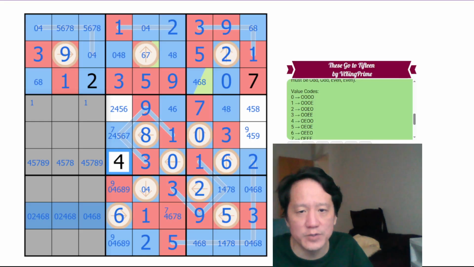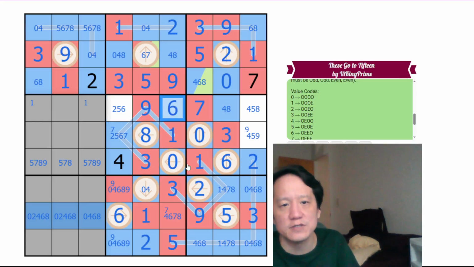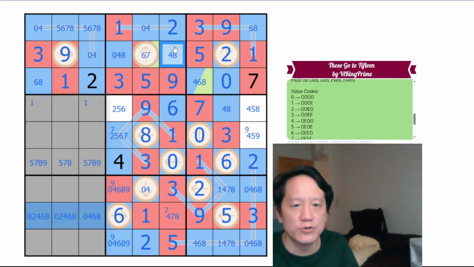4 has to be even as a singleton. That eliminates 4 from the rest of the row and box and column. This can't be 4, so this must be 6. No 6 here. This cannot be Schrodinger. This can't be Schrodinger because it's a single digit. So where is Schrodinger in column 6? It must be here. So this is Schrodinger.